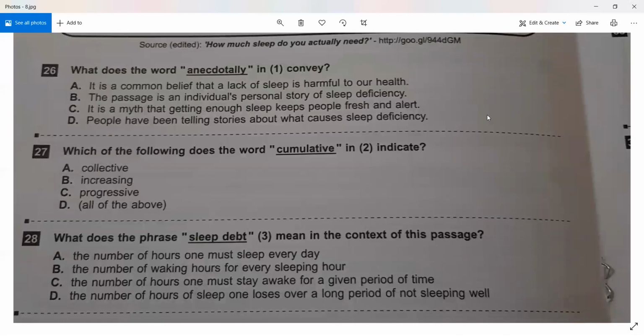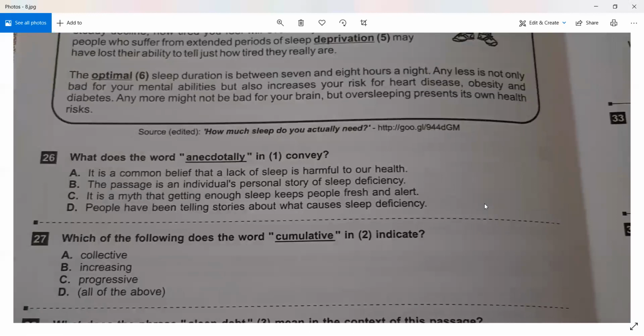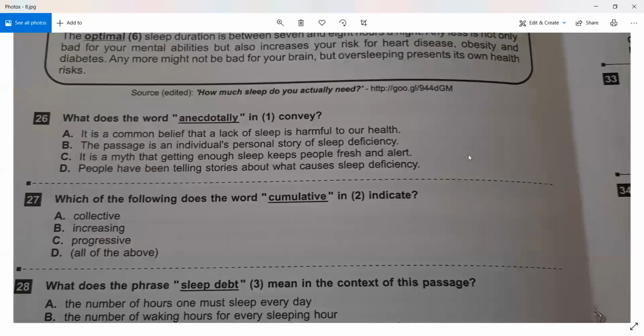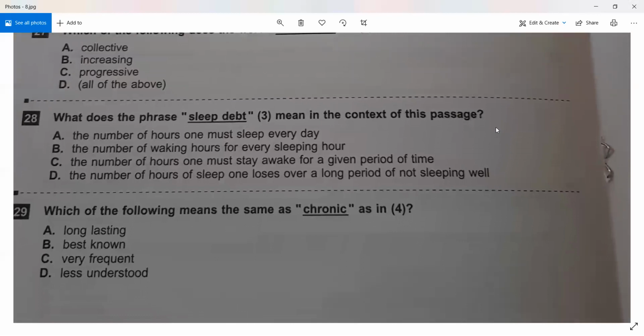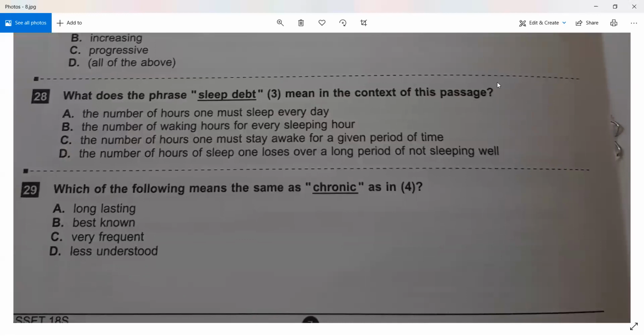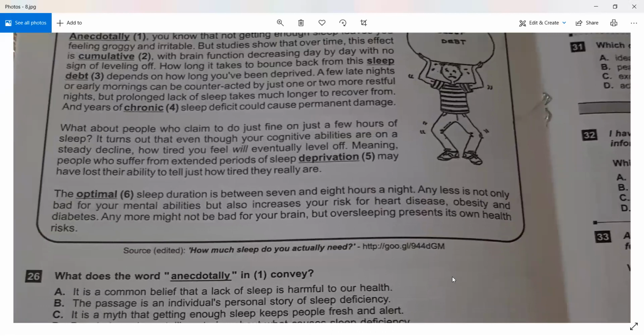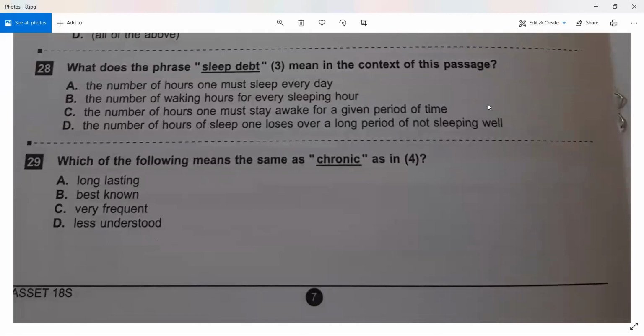Read the question. Go back to the passage. Now read the options. Read the question. Go back to the passage. Read the context. Return to the question. Select the option. Eliminate the incorrect answer, the logically incorrect answer. Avoid the distractor in order to narrow down to the correct option. Let us proceed.